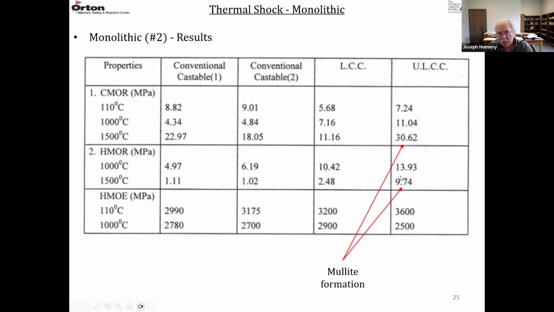This one doesn't fall off as much because apparently there's a substantial amount of mullite needle crystals, those interlocking crystals that improve the strength. And the hot modulus of elasticity, Young's modulus, gradually falls off as you increase the temperature. So it's a little bit lower at 1,000 than at 110 degrees C.